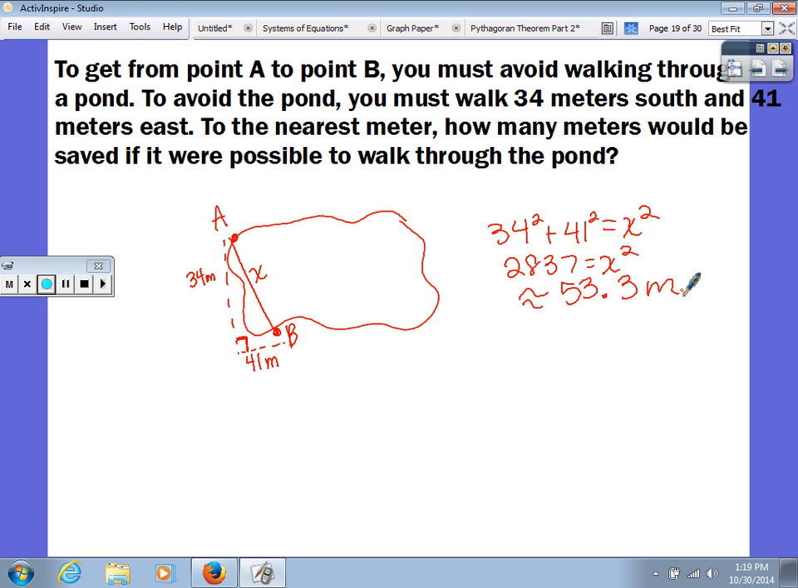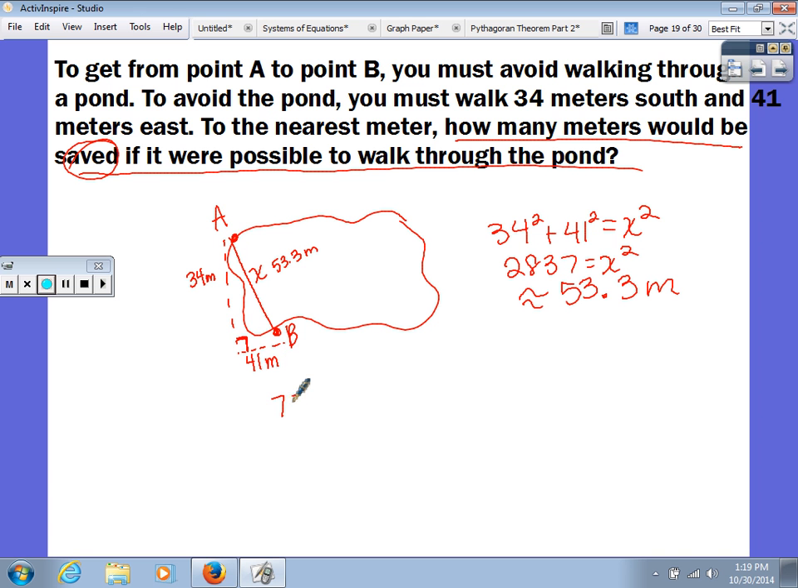53.3 meters. So the length to cut through the pond would be 53.3 meters. Now, did it say how far would he travel? No, it actually said to the nearest meter, how many meters would be saved if it were possible to walk through the pond. So I'm not asking you how many meters is my walk through the pond, but I'm asking you how many would be saved. So the word saved actually implies that I want to know how far this would be normally, and all you would do is just add up those two lengths.